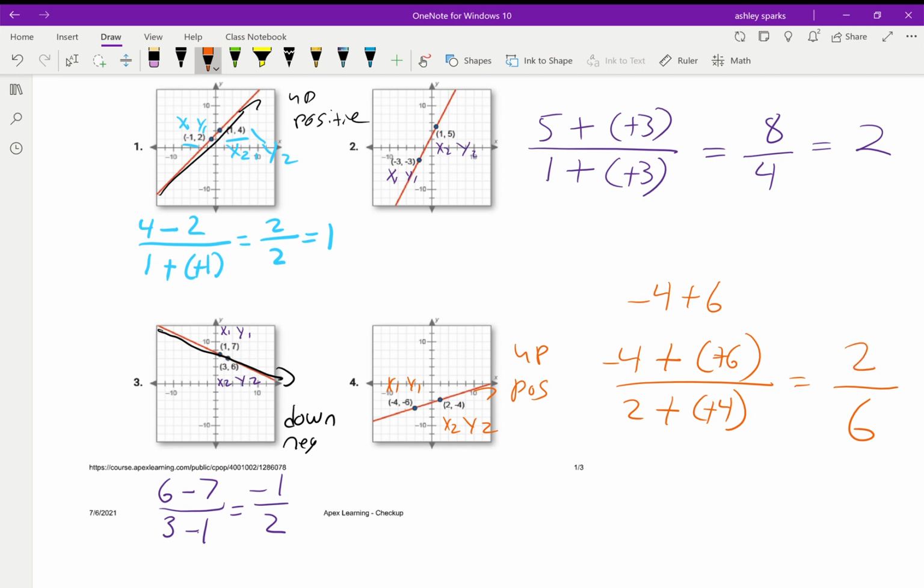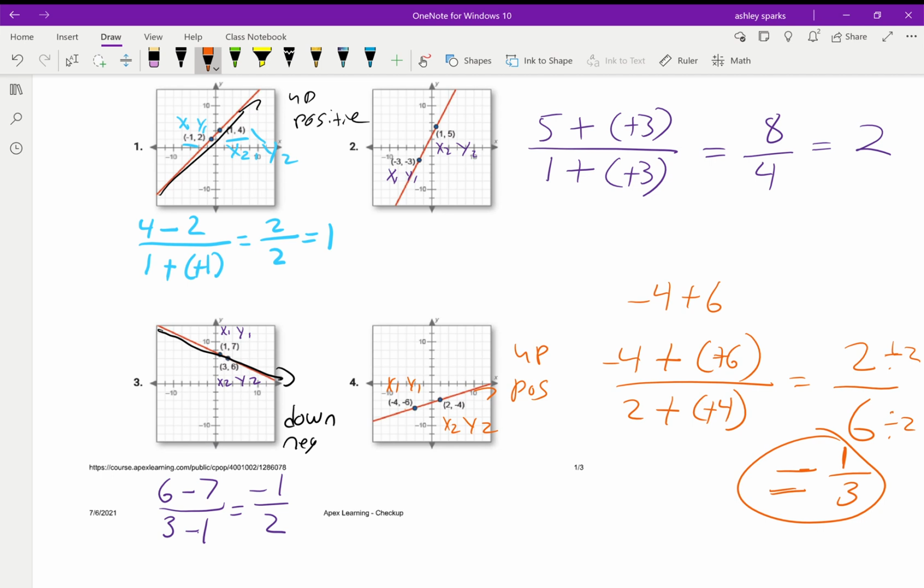This is one where I can simplify this fraction, so I should simplify it. 2 goes into both 2 and 6. So I would get 1 if I divide this by 2, and then 6 divided by 2 would be 3. So I can still leave it in that fractional form, it's just more simplified to 1/3.